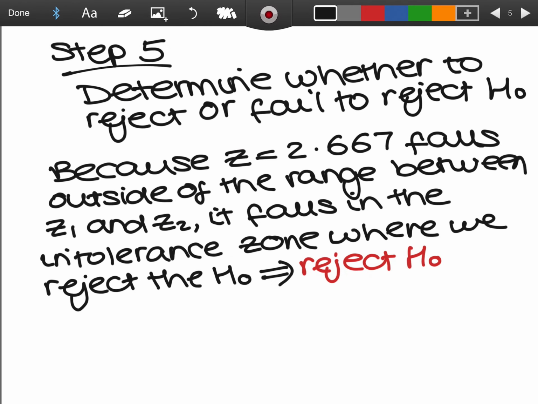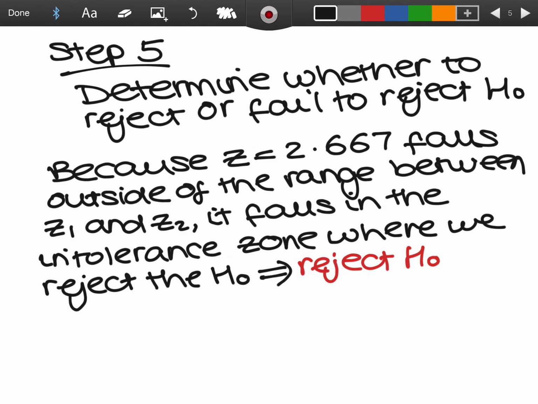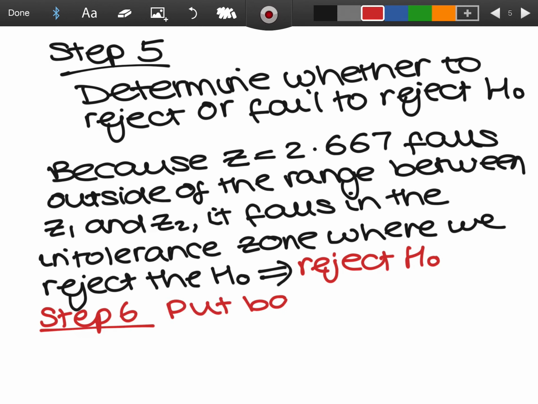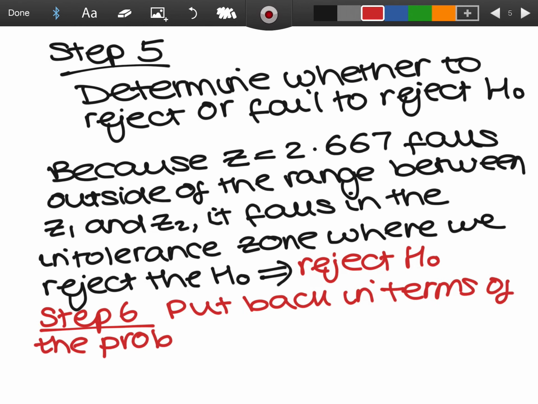So putting it back in terms of the problem, always do this at the end. We'll call this step 6 if you want. So step 6, put it back in terms of the problem. Okay, this is a major step because people always forget this. They forget what they're actually trying to prove. So always put it back in terms of the problem.